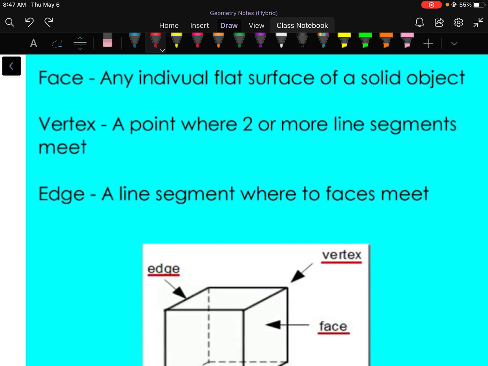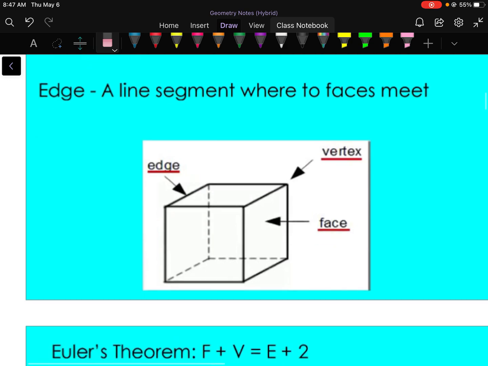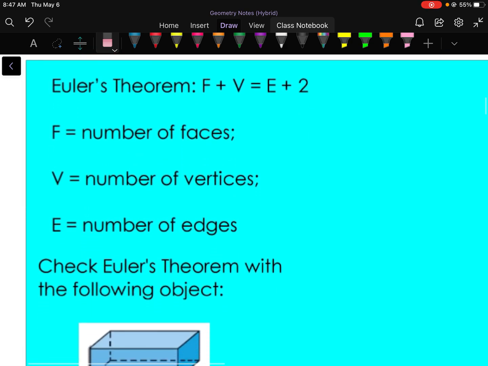A vertex is where two or more line segments meet. That would be like the corners of this box, for example. So here's a vertex. Here would be another one. Here's just a few more. There are also other examples. And then an edge is where two faces meet. So that'd be these line segments that you see. These are all different edges.